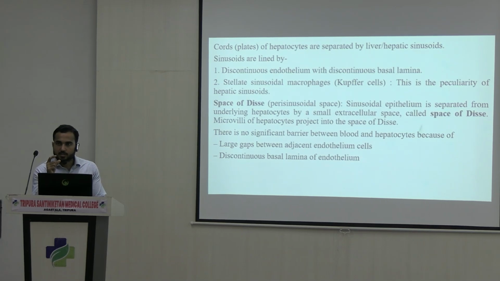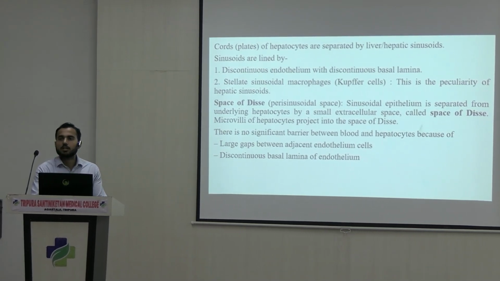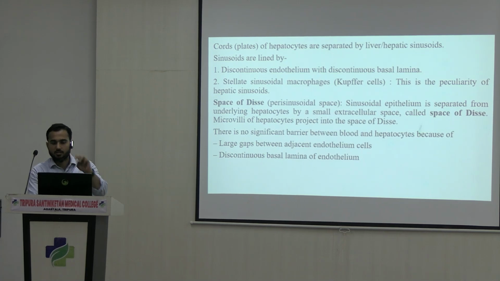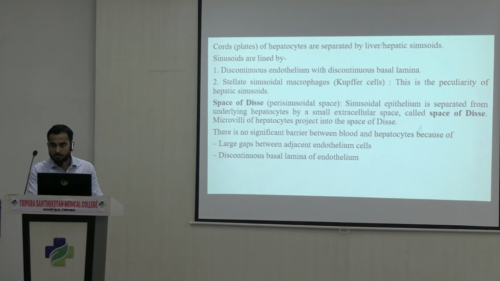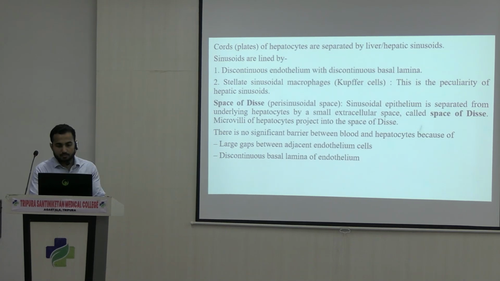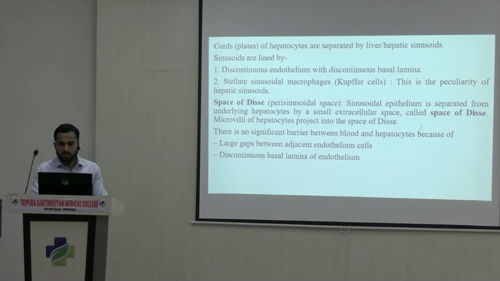The hepatocytes also have microvilli, and those microvilli project into the space of Disse. This is the important significance of the space of Disse. But in the case of the liver, you will not get any significant blood-liver barrier. Why? Because large gaps are present between the endothelium, and the basal lamina of the endothelium is discontinuous. That's why a blood-liver barrier is not present.